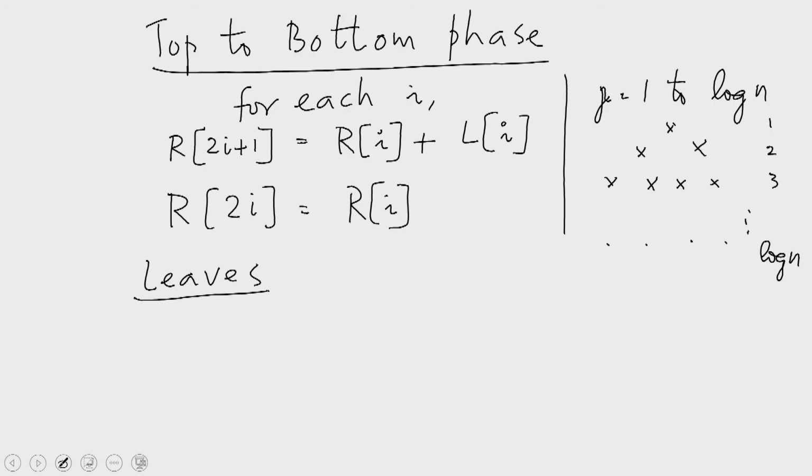Then in the last step of the algorithm, we look at the leaves. At the leaves, we have to calculate the sum of the value that the leaf received from the parent, which will be present in its right value, plus the original value that was present there. This is to be the final value of node I. So, this is how we calculate the prefix sums.